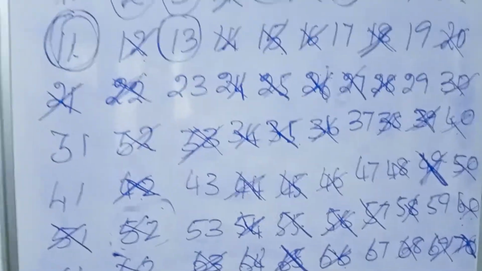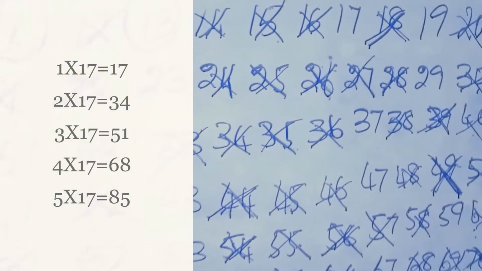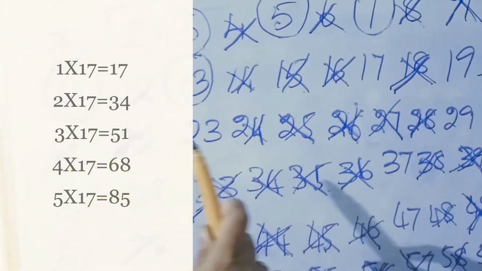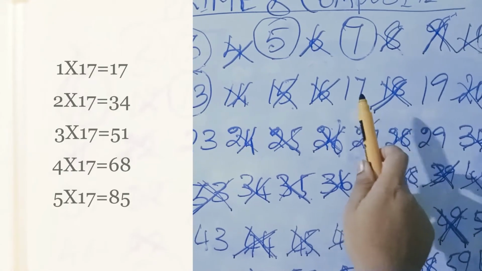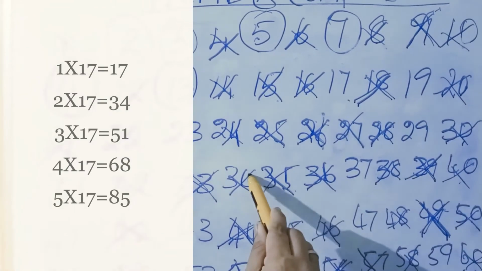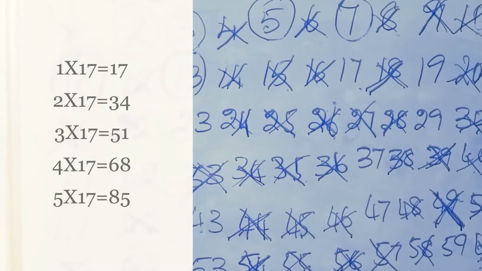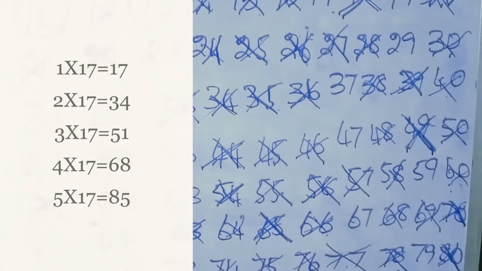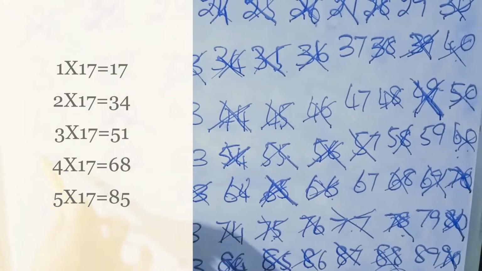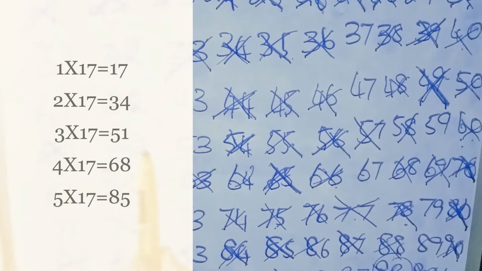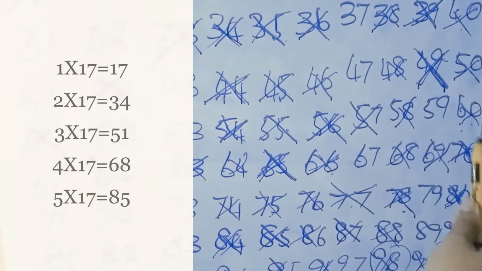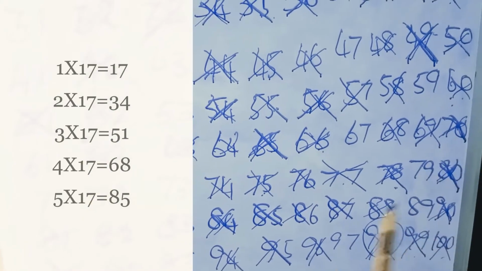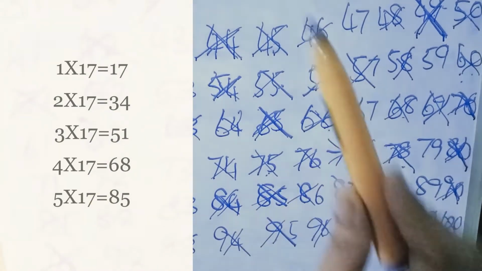Okay, now the next prime number is 17. So you have to cross out the multiples of 17. After 17, the multiple of 17 is 34, so already we have crossed out. The next number is 51, that also we have crossed out already. That means multiples of 17 you should cross out. Now the next number 68 already we have crossed out. Now the next multiple of 17 is 85, that also we have crossed out already.